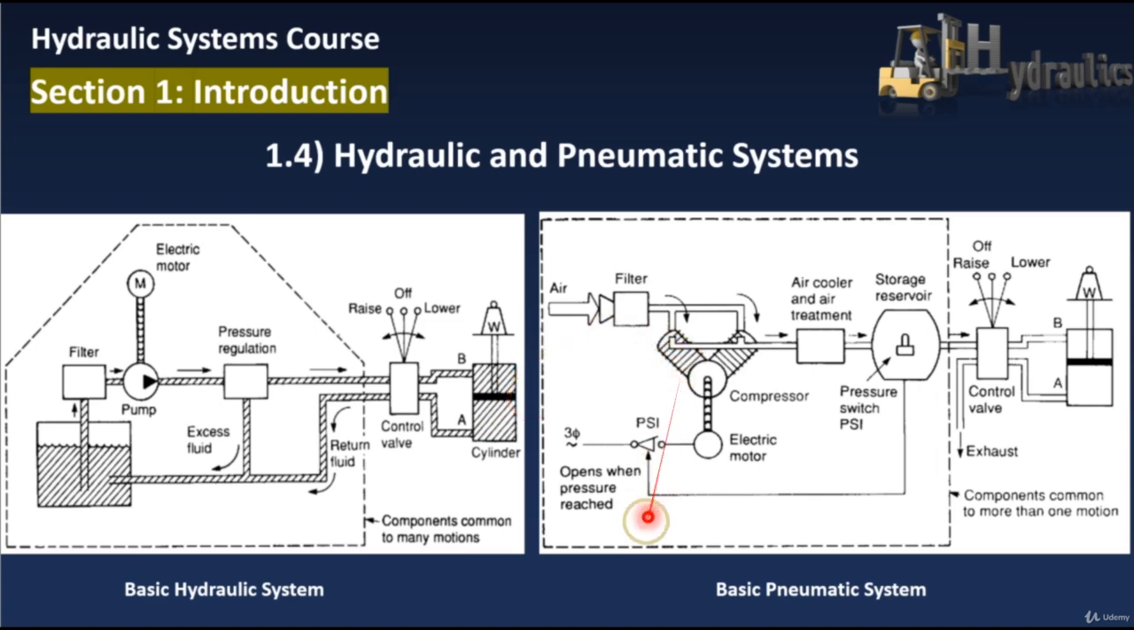On the other side, for the pneumatic system, we have normal air introduced to a filter for cleaning, then a motor-driven compressor, air cooler and air treatment unit, and a storage reservoir with pressure switch. If you remember our previous lectures, we said that gases are normally compressible, hence they need to be stored for a pneumatic system. After that, another control valve with multi-positions and ports is used to supply air to a cylinder with piston rod. Those are the basic components you can find in any hydraulic or pneumatic system.